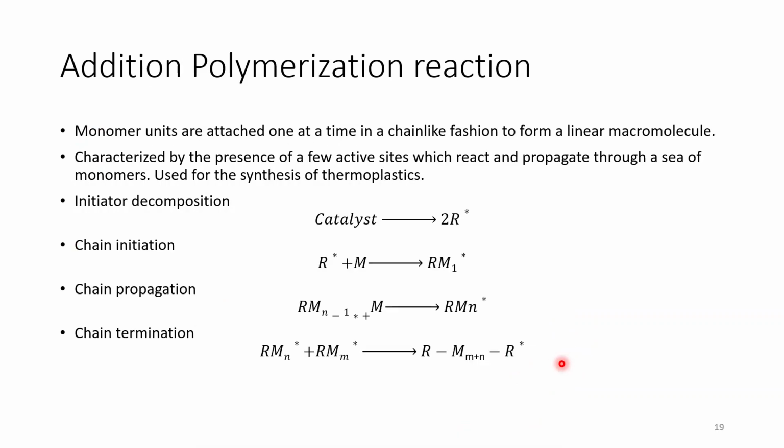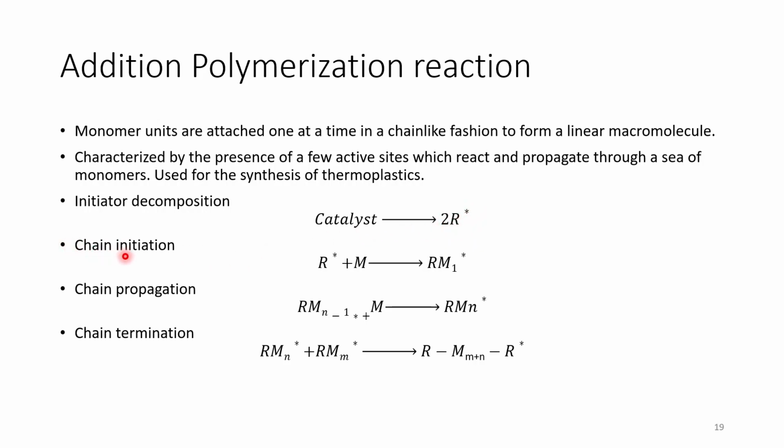In case of addition polymerization reaction, the monomer units are attached one at a time in a chain like fashion to form a linear macromolecule, and it is characterized by the presence of a few active sites which react and propagate through a sea of monomers. It is used for the synthesis of thermoplastics. First is initiator decomposition. Your catalyst breaks into two parts, 2R*. This catalyst starts a chain reaction.